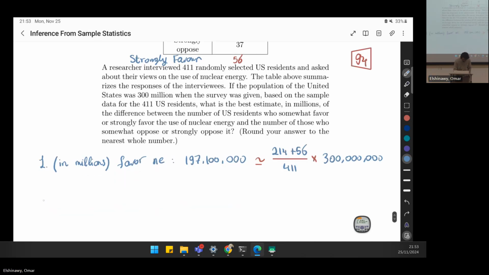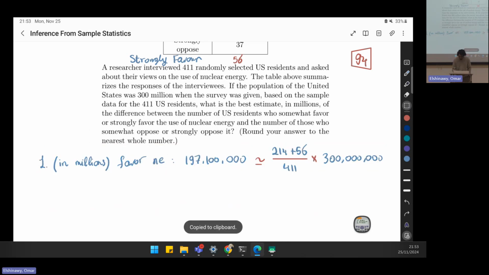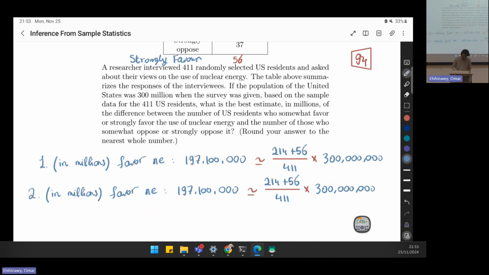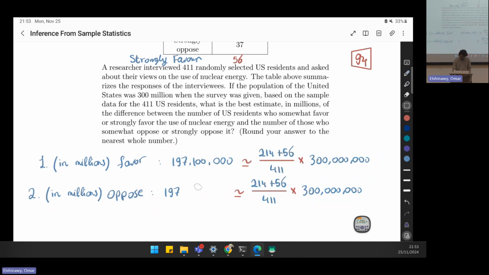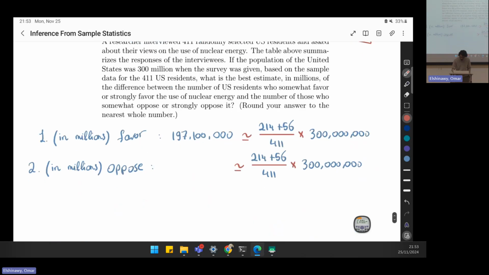You do the same thing for the people who do not favor nuclear energy. There are two ways you could do this. You could compute it for people who don't favor, so oppose. Here I'll remove NE because I feel like it's distracting. So you can either write it as follows. You would get some value here, and it will be the sum of the two other values for the people who oppose. So 104 plus 37. These are the people who oppose out of the 411.